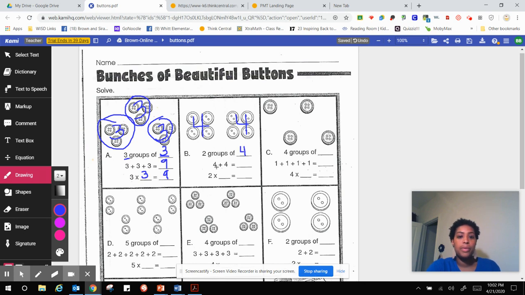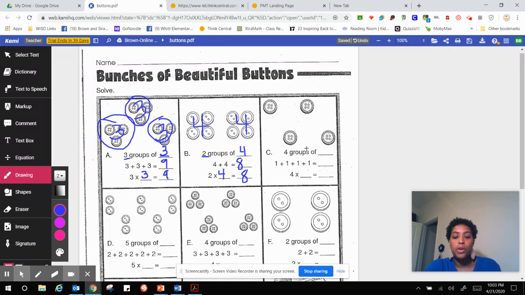So we all know our doubles. 4 plus 4 equals 8. So when we're writing the multiplication sentence, we have to say, okay, well, there are two groups of. The multiplication sign is kind of like the word of. So two groups of 4. 2 times 4 equals, what's your total number? 8. So again, the product or the answer to a multiplication sentence is 8.